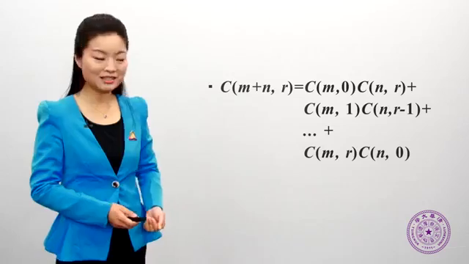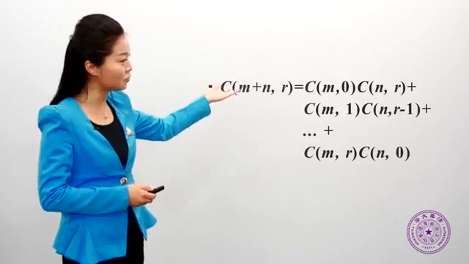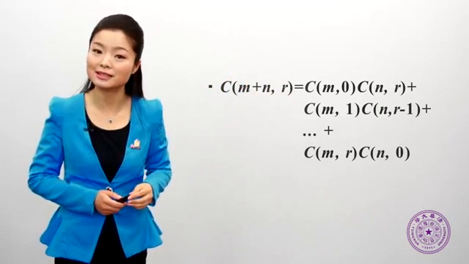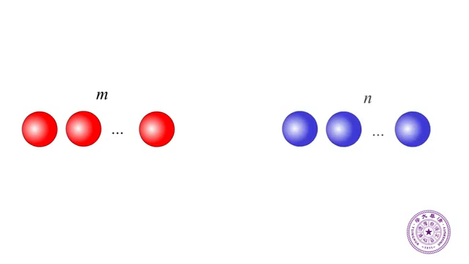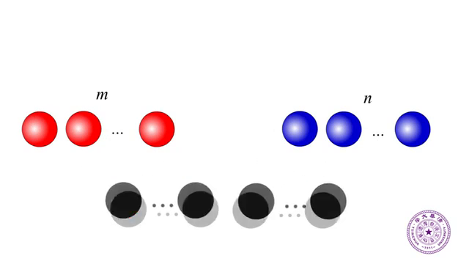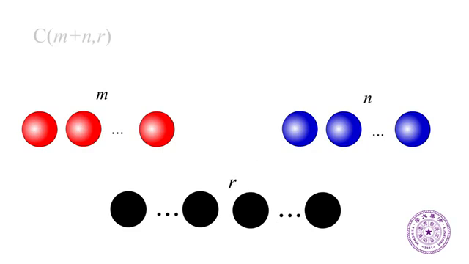Let's model it with red balls and blue balls. For example, there are a total of m red balls and n blue balls. We want to choose r balls. This corresponds to the left-hand side. It seems simple to think in this way.